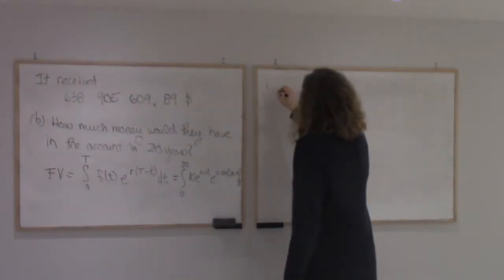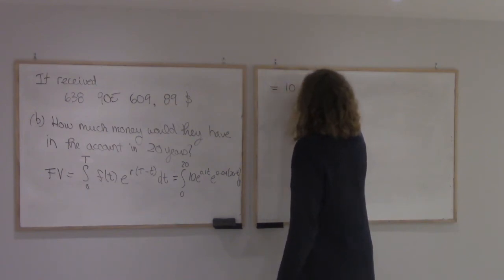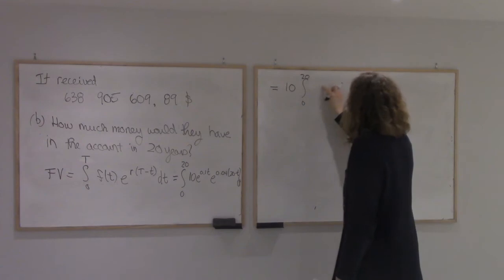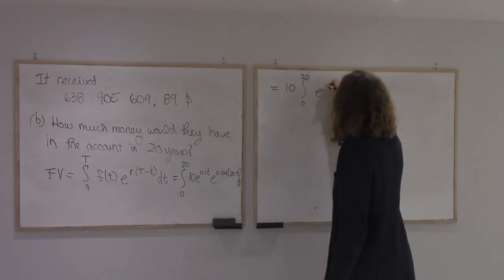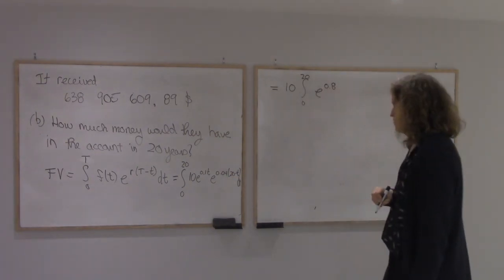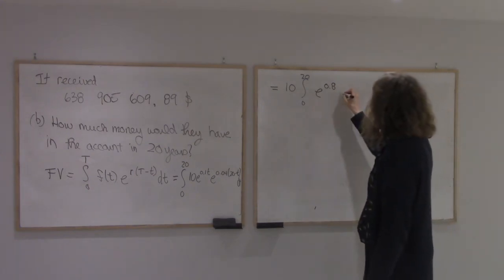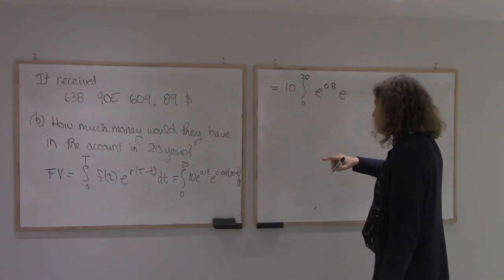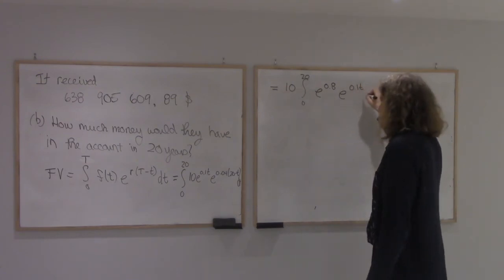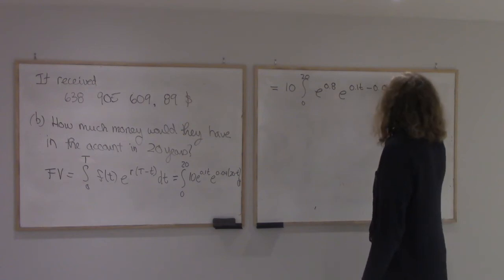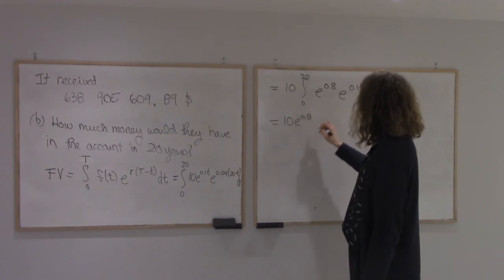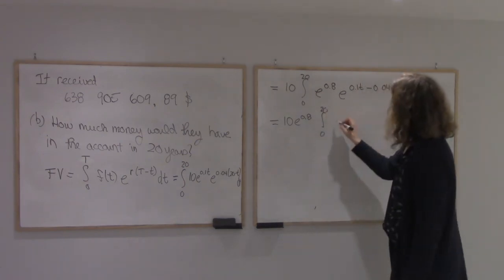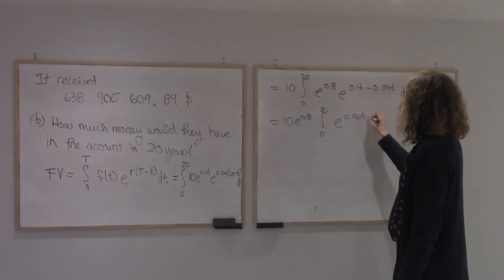Simplify this before we compute. I'm going to take the 10 out. I'm going to have e to the 0.04 times 20, so that's 0.8. And then I have e to the 0.1t minus 0.04t dt. So that can come out as well. 10 e to the 0.8, that doesn't matter. The integral from 0 to 20, let me put these together. e to the 0.06t dt.